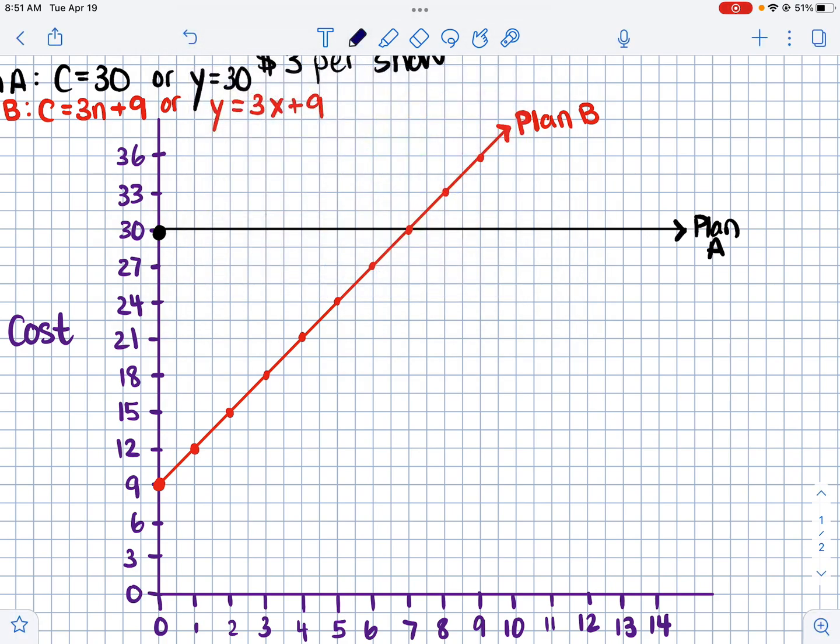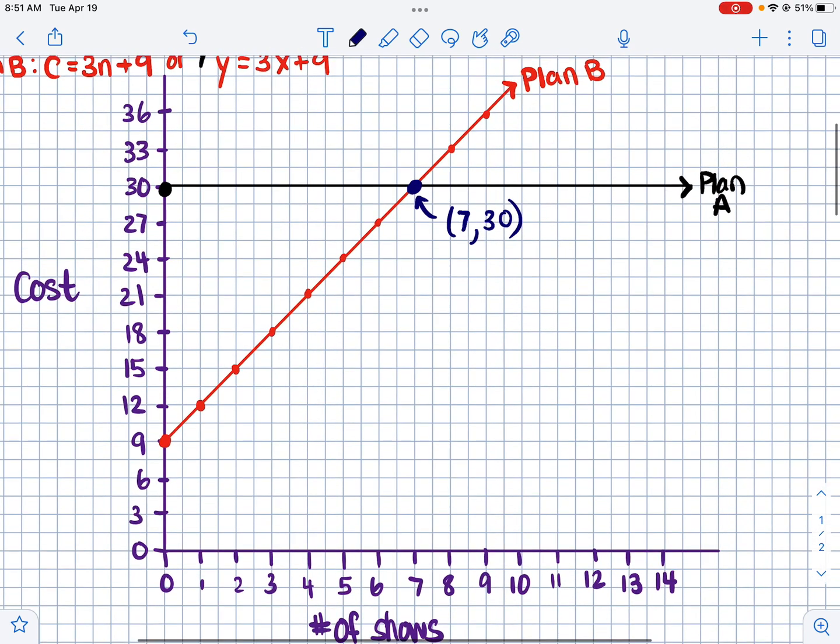We can see that they intersect right here. In grade 10, you do a lot of intersecting line stuff. We call them linear systems, and the solution to them is always the point of intersection. So where do these guys intersect? They intersect at 7 shows and $30. So (7, 30) would be the coordinate that they intersect at, I think. Yeah, that's right.